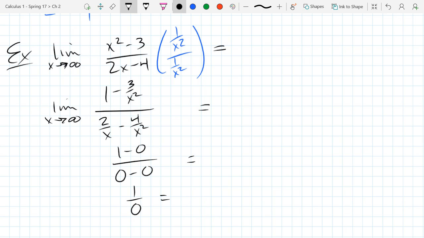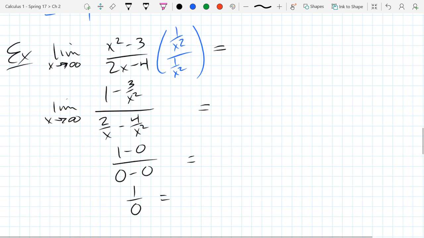So any algebra or calculus questions so far? So this is not 0 over 0. This is 1 over 0. So anytime you have non-0 over 0, it's generally going to be infinity or negative infinity. We just have to decide which one we're going to choose.